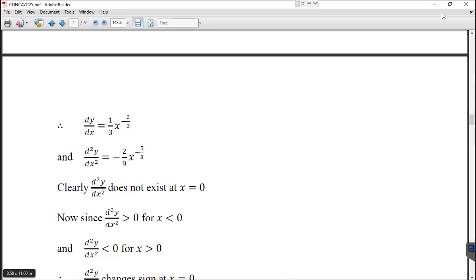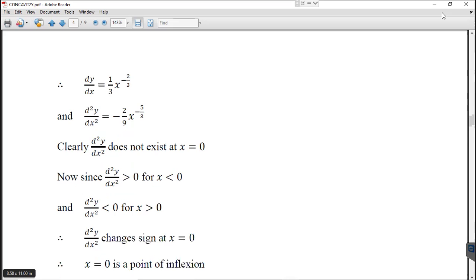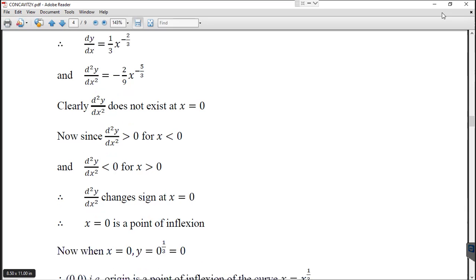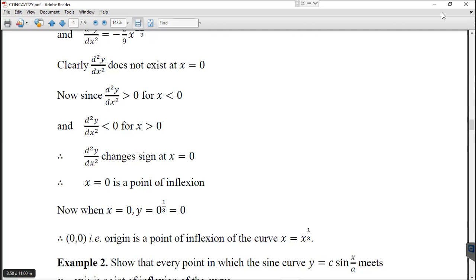So it means that the second order derivative of y with respect to x changes sign between x less than 0 and x greater than 0. Or you can say that d2y by dx2 changes sign at x equal to 0. So here x equal to 0 is a point of inflection. Or you can say that (0, 0) is a point of inflection of the curve y is equal to x raised to power 1 by 3.